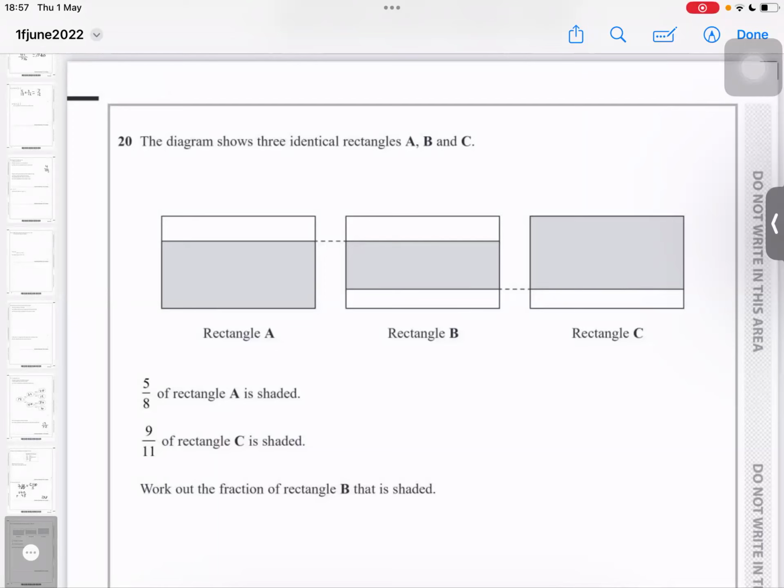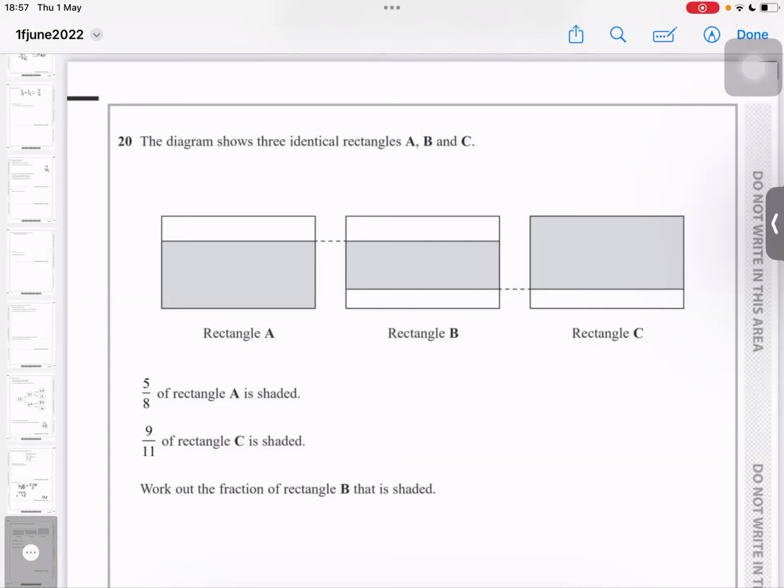It says the diagram shows 3 identical rectangles, A, B, and C. Okay, they're identical, but some things are not so identical about them. It says 5 over 8 of rectangle A is shaded. Clearly, that shows like 5 over 8. 9 over 11 of rectangle C is shaded. Okay. What's the question? It says work out the fraction of rectangle B that is shaded.